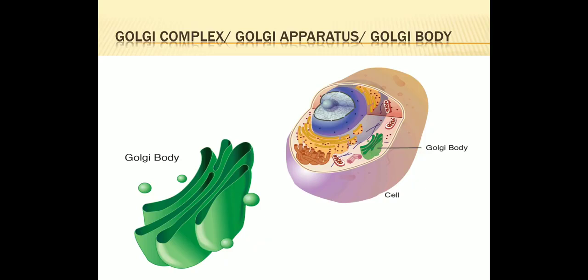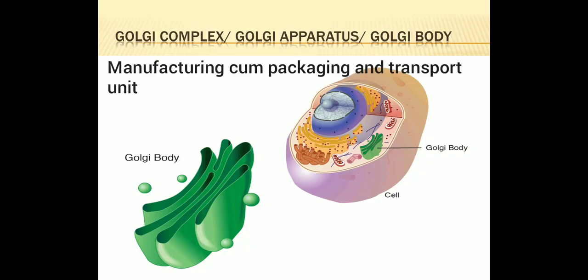This Golgi complex is the manufacturing cum packaging and transport unit of the cell. That means it manufactures, it packages, and then it transports whatever material is there. Therefore, it is called the manufacturing cum packaging and transport unit of the cell.